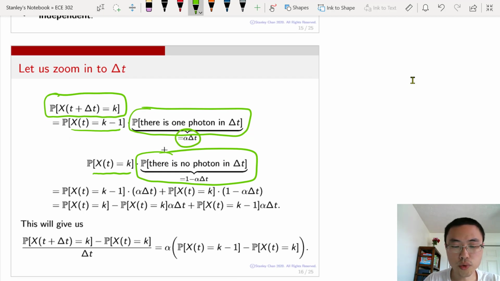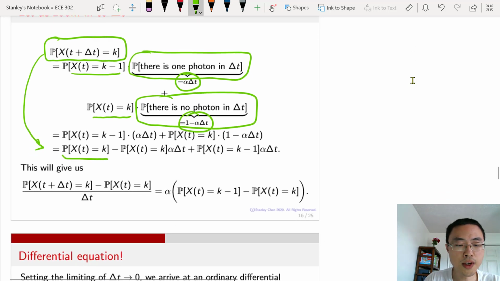For the first one, I have alpha times delta t, and for the other one, I have 1 minus alpha times delta t. These are based on the hypotheses we just made. So you plug these two numbers into this equation and arrange the terms, and then you can show that this equation would equal to here. You have the probability that X of t equals k, and then minus the probability that X of t equals k times this number, and then you have this number times that number. Now you can move the terms around. All of this is just very simple algebra.